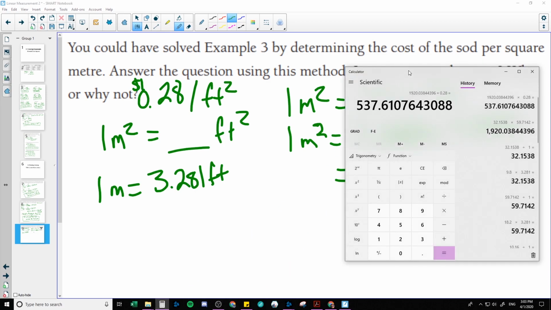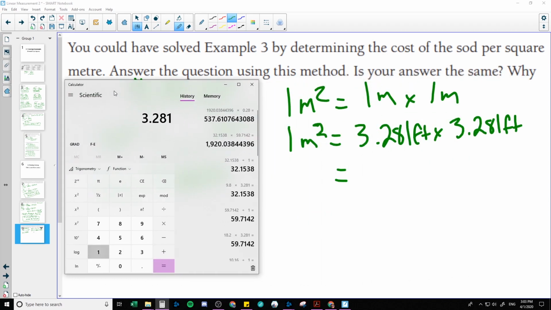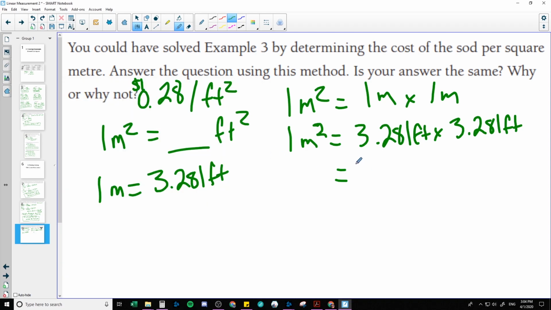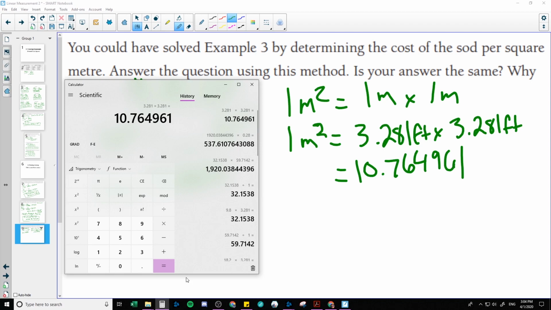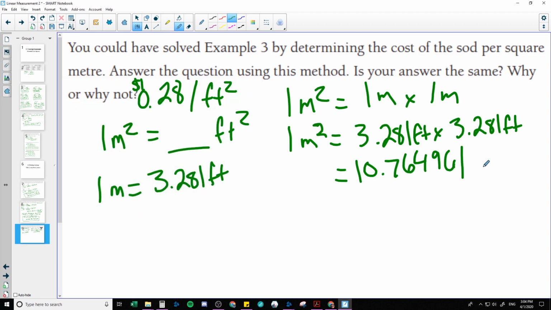Let's throw that into our calculator. We get 10.764961. So 1 meter squared equals 10.764961 feet squared. Okay, so this is what we need to figure out, all right?